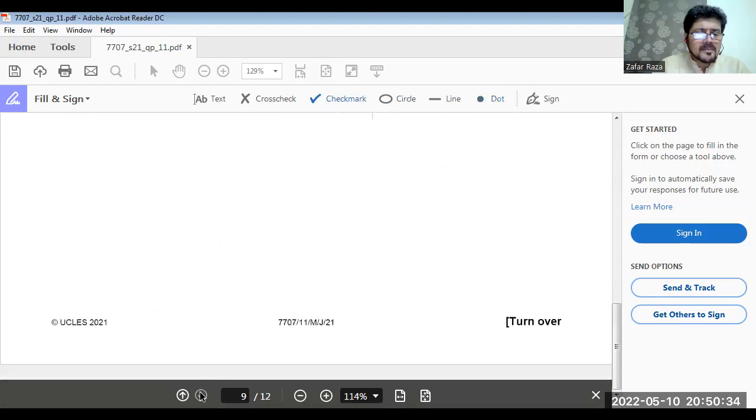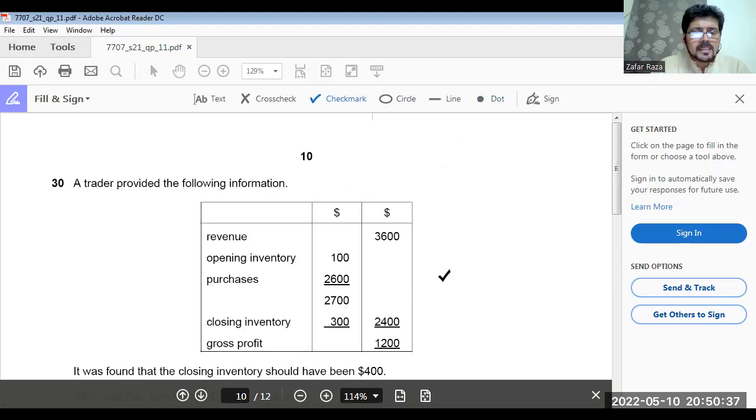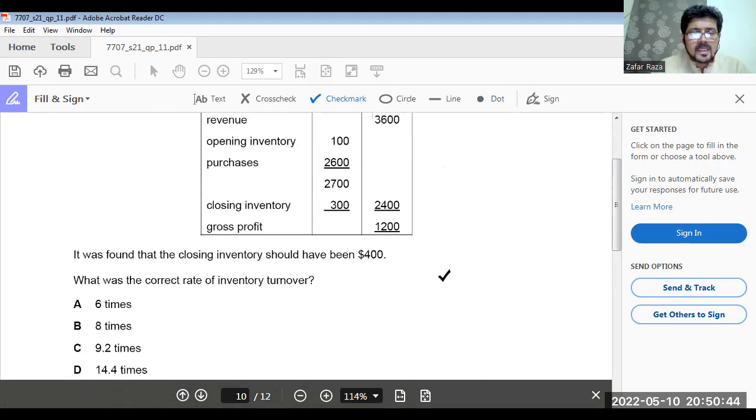Now come to 30, sorry. Revenue, opening inventory, purchase, closing inventory, gross profit. The closing inventory should have been 400. What was the correct rate of inventory turnover? Now, how do we calculate inventory turnover? Cost of sales divided by average inventory. If we increase closing inventory here by 400, our cost of sales would become 2,300. Average inventory, opening inventory 100 plus closing inventory 400, total 500 divided by 2.